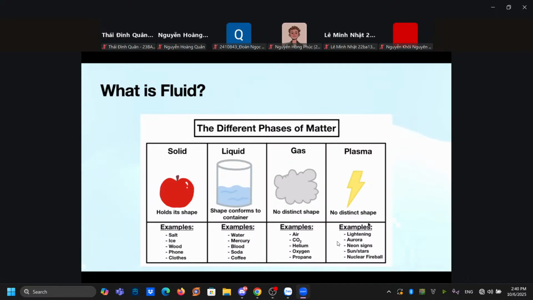plasma. Especially in a country like Vietnam, we have a lot of storms. You can have a very high electric current of the lightning that will change the atmosphere into plasma form. Or at the very high pressure and temperature of a star, plasma is also there.